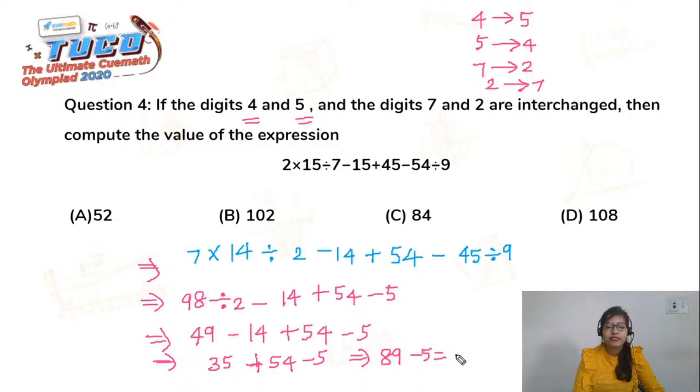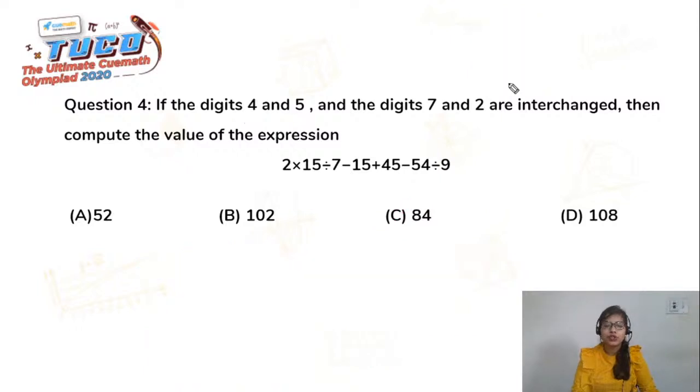89 minus 5 would give us 84. Hence, option C is the right answer. I hope all of you got the gist of such questions and got the hold on these. Okay, so with this, we are quickly going to go ahead with our next question.